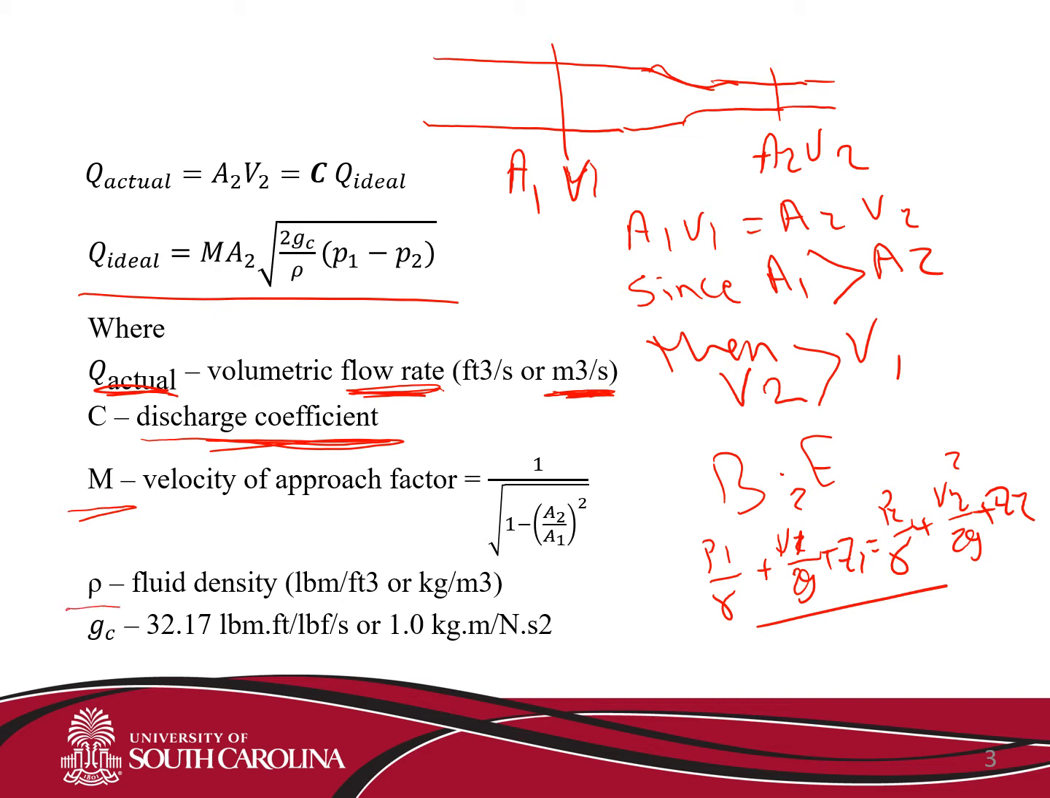Rho is the fluid density. In this lab we are going to use water, so use the density of water at a temperature of 20 degrees Celsius. You can find it from a table or on Google. Make sure to use kilograms per meter cubed. Finally, gc is a constant, and its value is unity.